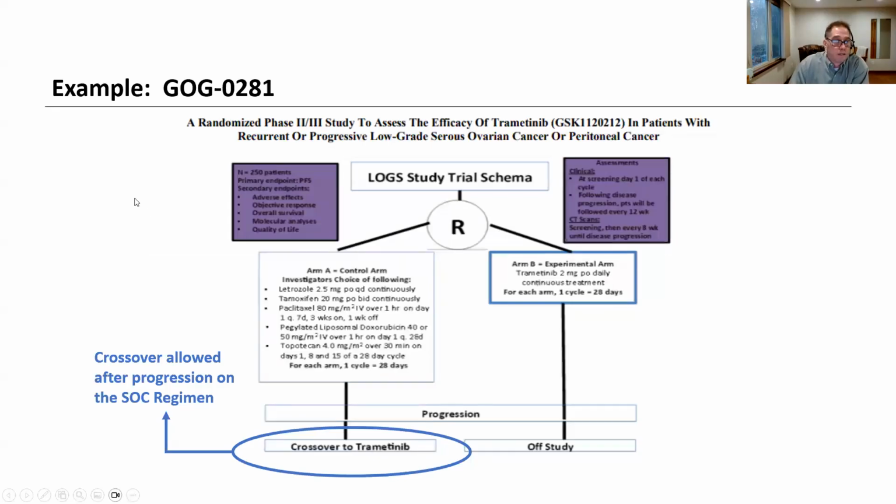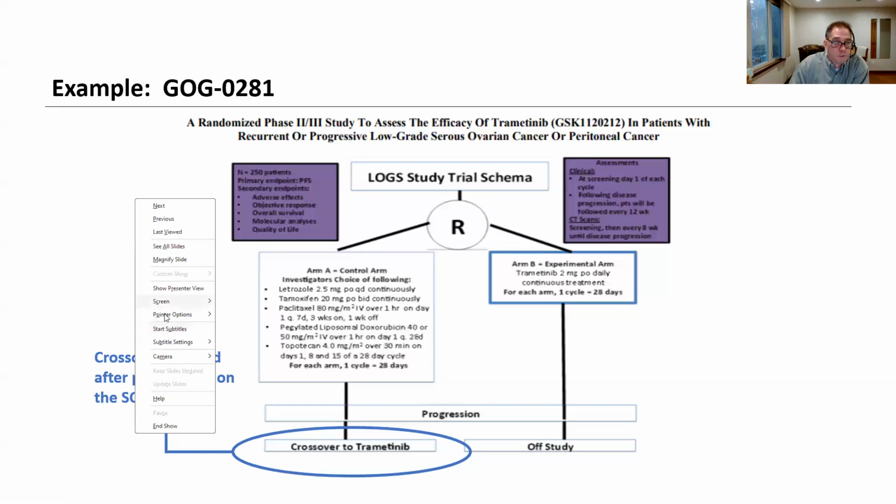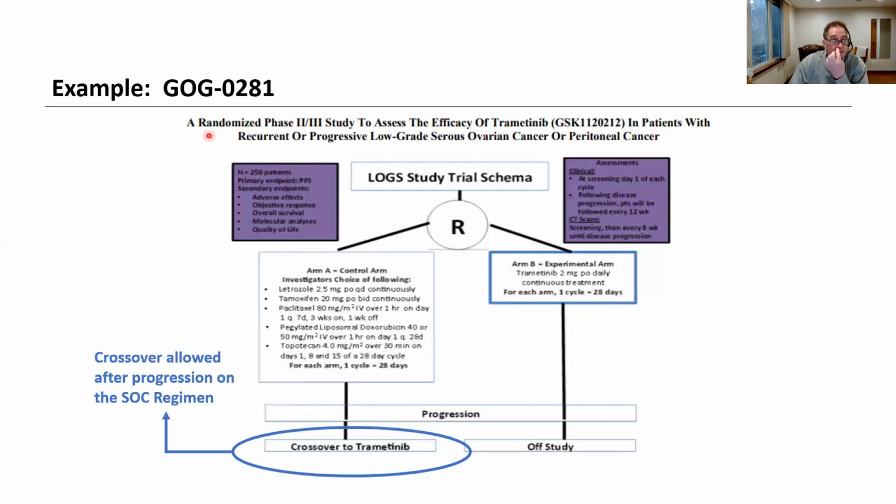This is a randomized phase 2-3 study to assess the efficacy of trametinib in patients with recurrent or progressive low-grade serous ovarian cancer or peritoneal cancer. We called it the LOG study. We enrolled 250 patients. The primary endpoint was progression-free survival and had several secondary endpoints there.